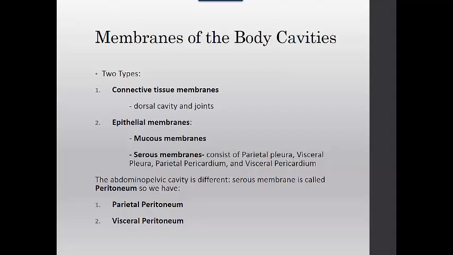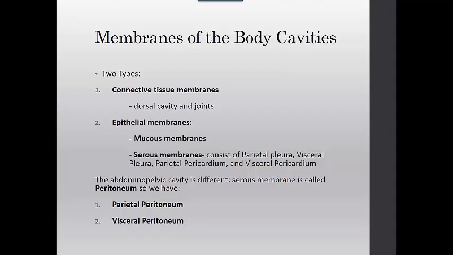The second type is epithelial membranes. Epithelial membranes consist of epithelial tissue attached to connective tissue. Epithelial membranes that line open cavities such as the nasal cavity and the entire digestive tract are called mucous membranes or mucosa because they lubricate. Epithelial membranes that line the ventral cavity and cover the organs are very thin, double-layered serous membranes or serosa.